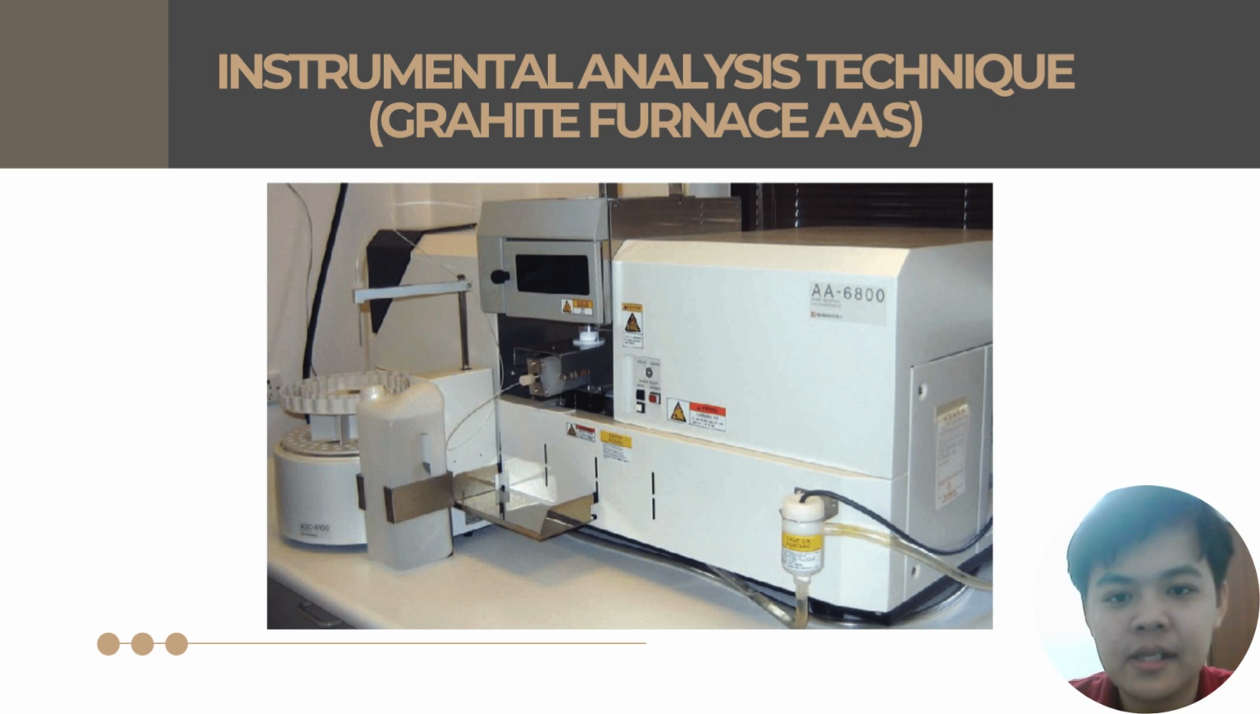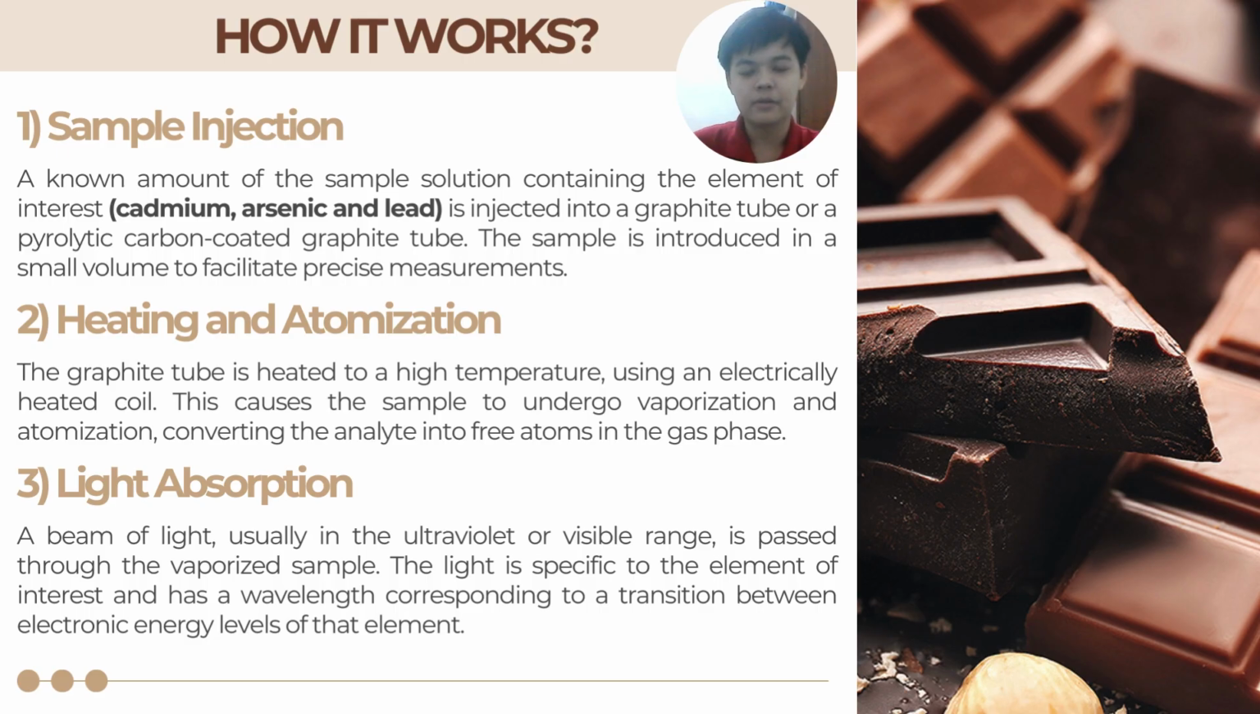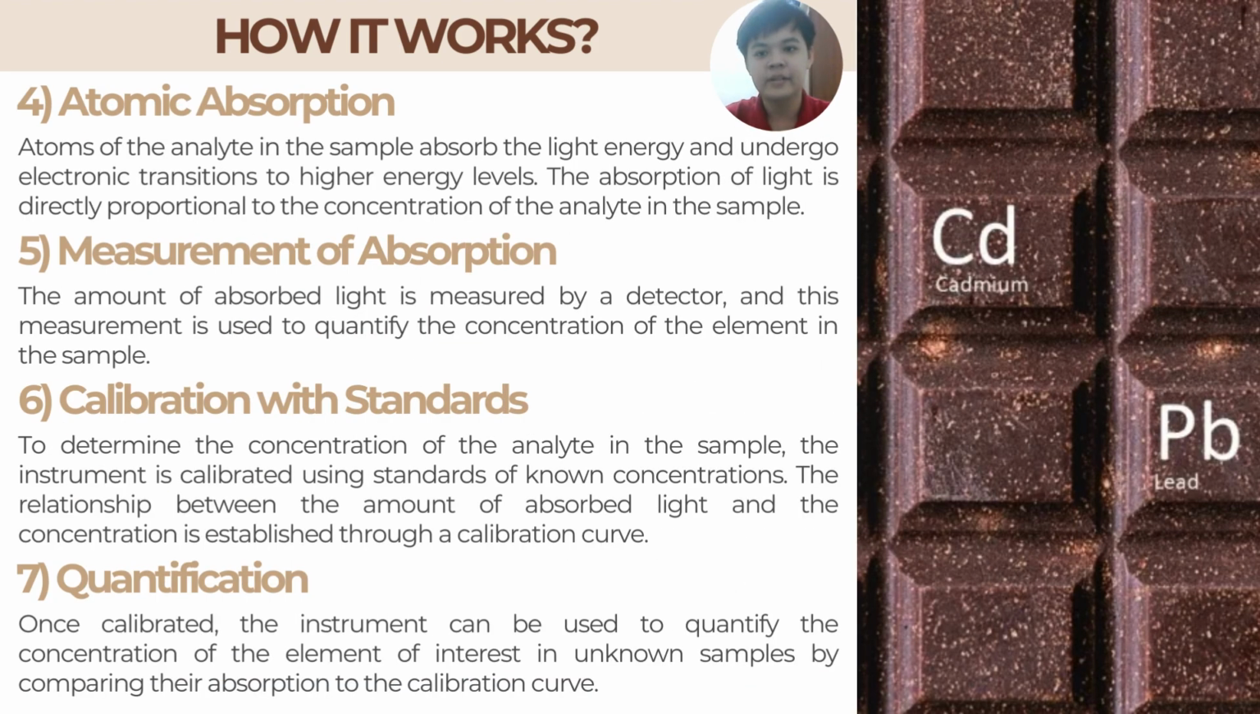The picture below is the instrumental analysis technique of graphite furnace AAS. Right now, I will talk about how GFAAS works. The first one is sample injection, the second one is heating and atomization, and the third one is light absorption. In GFAAS, a known amount of sample solution is injected into a graphite tube, which can be heated to vaporize and atomize the analyte. The atoms absorb ultraviolet or visible light of an element-specific wavelength and make transitions to higher electronic energy levels. Then, the fourth one is atomic absorption, the fifth is measurement of absorption, the sixth is calibration with standards, and the seventh is quantification.